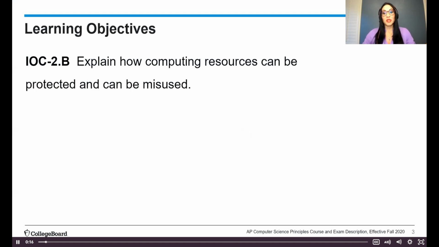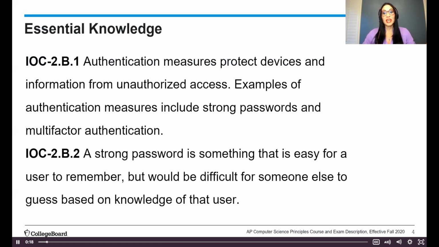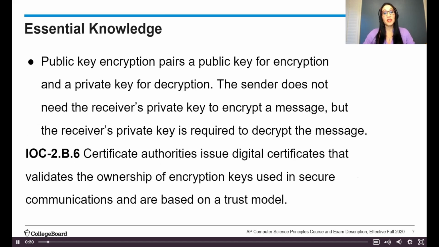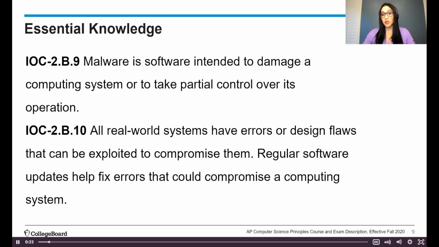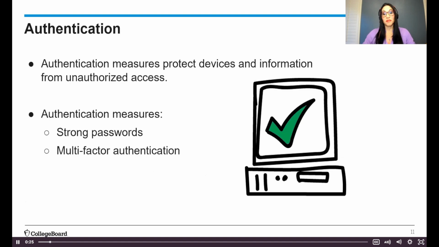So we'll be looking at how to protect our systems using a couple different methods to keep our data safe, as well as how our computing resources can be misused. Let's jump in. In order to access secure systems and networks, a user should be authenticated by the computer they're using. Authentication measures protect devices and information from unauthorized access. Examples of these include strong passwords or something called multi-factor authentication.